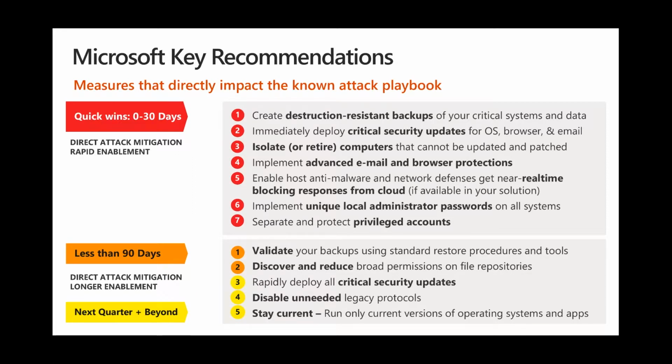Being able to isolate or retire computers that cannot be patched or updated. So if for some reason I have that Windows XP machine sitting out there and I have a line of business app running on it, I don't want to change it, right? If it's not broke, don't fix it. Completely understand. But how do I isolate that so that if it does get hit by ransomware, it minimizes the impact to the rest of the environment? We'll talk about advanced email and browser protections in a moment.